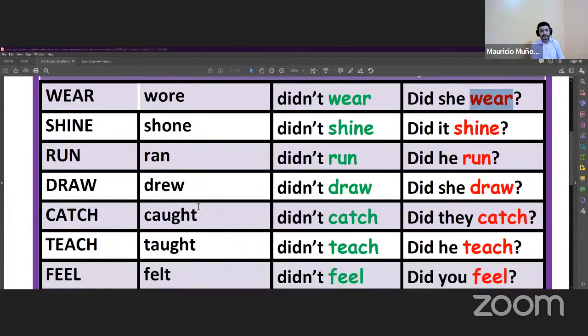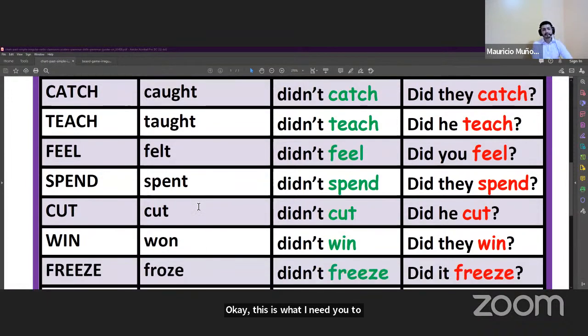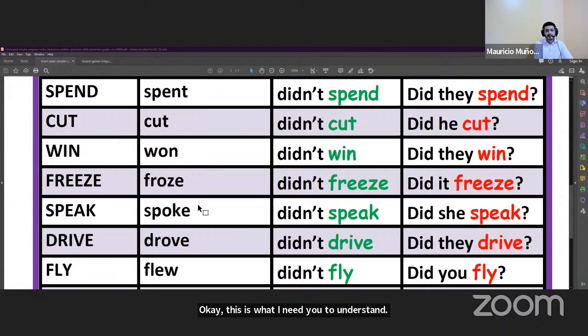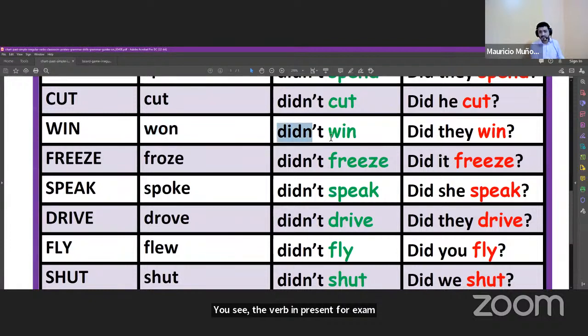Okay? This is what I need you to understand. You see, the verb in present, for example, win: didn't win, did they win, negative and question. The irregular verbs are in present. Present, win, win. You see?